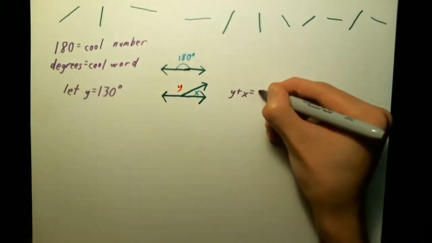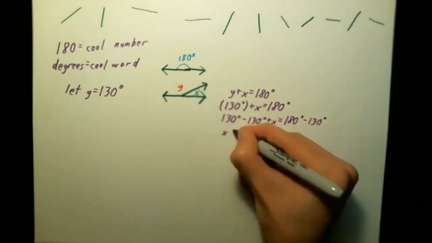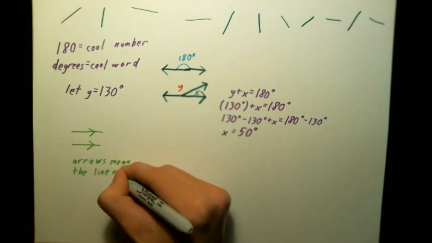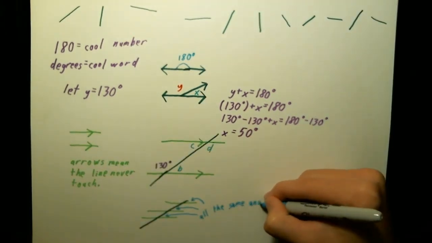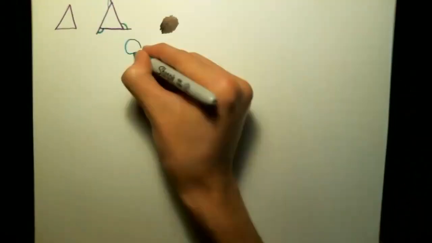180 is a cool number. Degrees is a cool word. Let y equal 130 degrees. If y and x equal 180 degrees, x equals these are all the same angle. That means I can draw stuff like this.